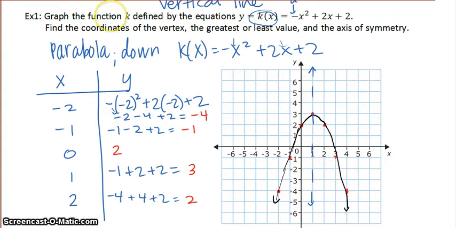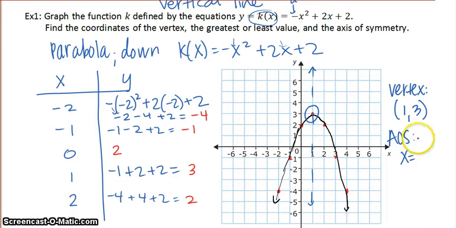So it says find the coordinates of the vertex. Well, that's the vertex. So my coordinates of the vertex are 1, 3. My axis of symmetry, AOS, is x equals 1, make sure it's an x equals 1, and my greatest or least value. It's saying, what is either the highest or lowest y that you possibly can have?